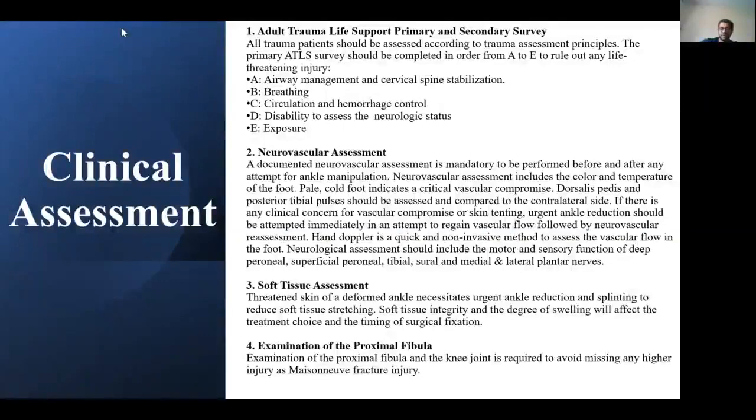Soft tissue assessment. Threatened skin of a deformed ankle necessitates urgent ankle reduction and splinting to reduce soft tissue stretching. Soft tissue integrity and the degree of ankle swelling affect the treatment choice and the timing of surgical fixation. And lastly, examination of the proximal fibula. Examination of the proximal fibula and the knee joint is required to avoid missing any higher injury, as in a Maisonneuve type fracture injury.